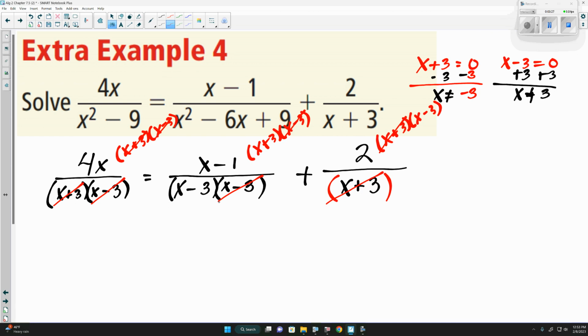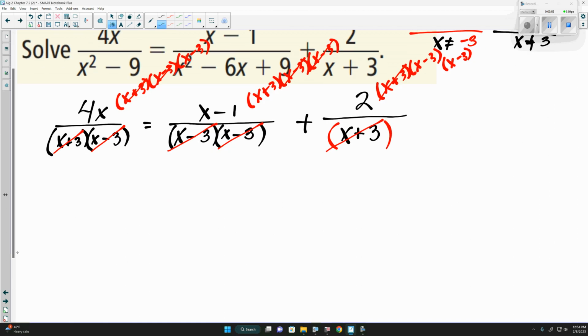How many do we actually have on bottom in the middle? 2. So we actually have to multiply all of them by a second x minus 3 to get both of the ones in the middle to cancel. So we actually needed it twice. Any questions on this here so far? Now let's see what's left over.